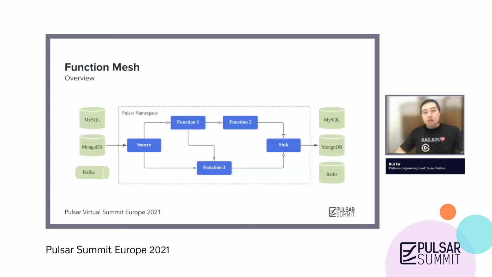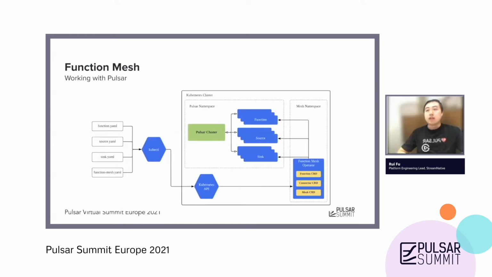So here is a typical mesh use case. We assume a complex data processing flow, where we consume messages from an external service like MongoDB with a source connector, and process the messages with multiple functions. Then at the end, we push the processed messages to another external service target like MySQL or Redis to accomplish the complex processing flow. And we can define all these functions and connectors as one mesh.